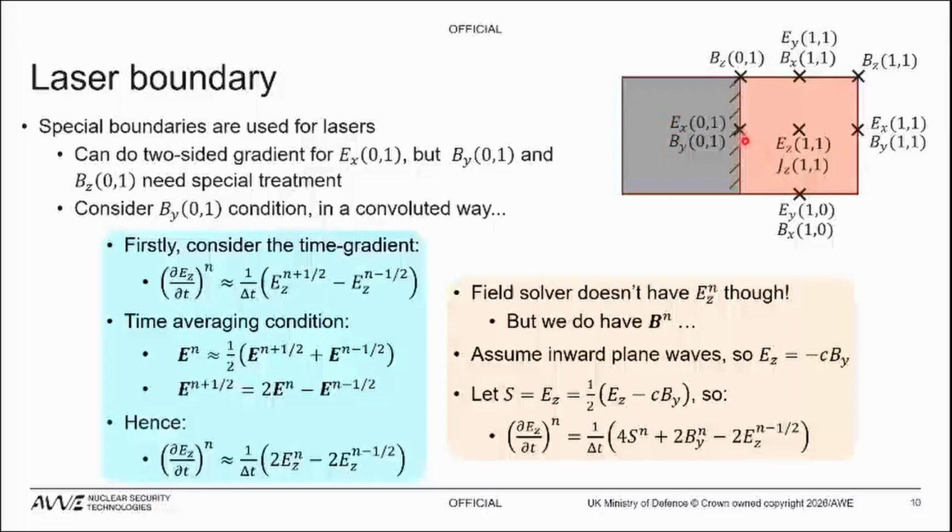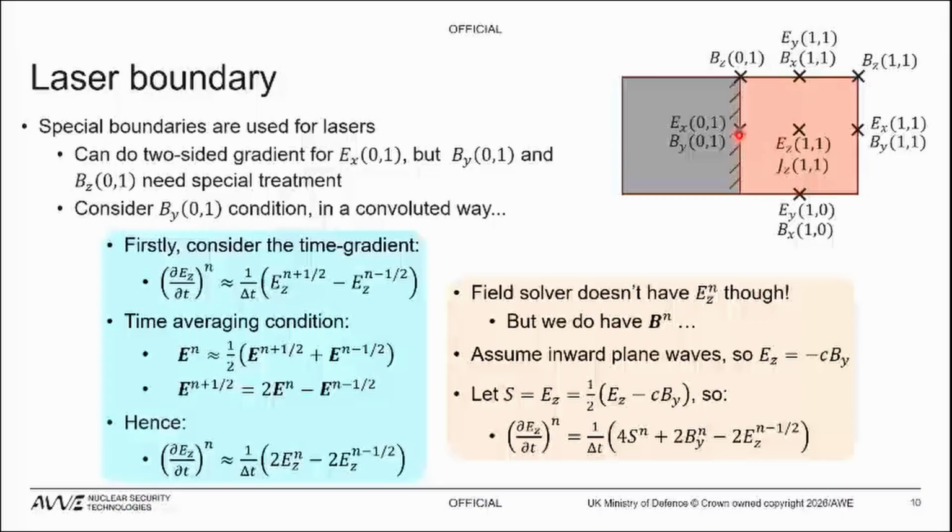So the only things we need are the magnetic fields on this boundary, because they're the ones that have the dependence from the ghost cells. So we just need to figure out what these are. So let's consider this term here, the magnetic field in the Y component on the edge.